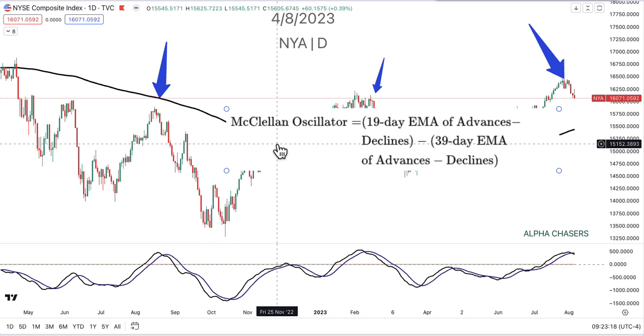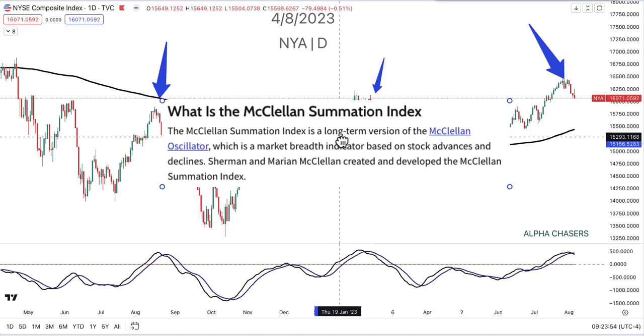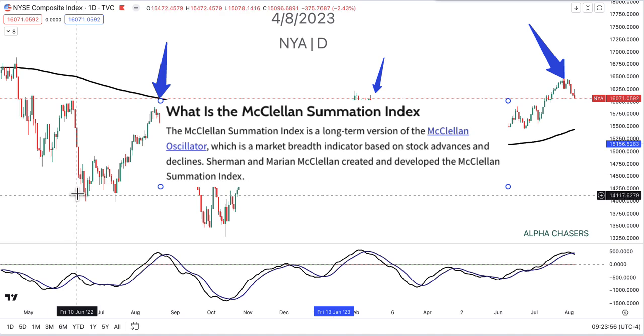So the oscillator is focused on the 19-day EMA of advances minus declines, minus the 39 EMA of advances versus declines. That's how the oscillator is calculated, and this is very important for people to get, okay? Just so you know what you're looking at, you're looking at a 19-day EMA AD line minus a 39 EMA AD line, all right? I'm trying to get all this out as fast as possible, but it's a lot to go over.